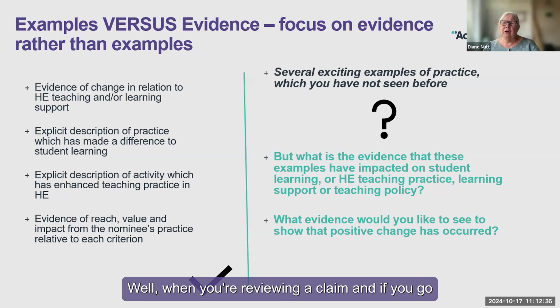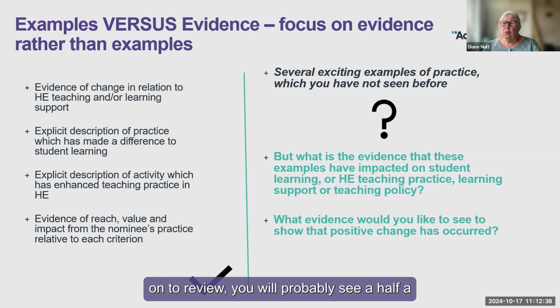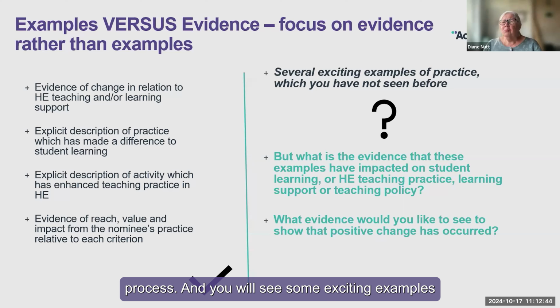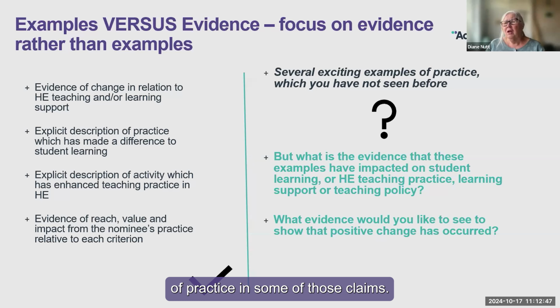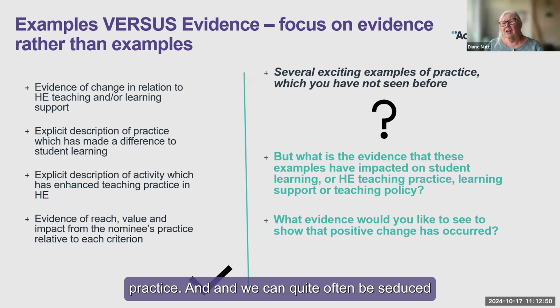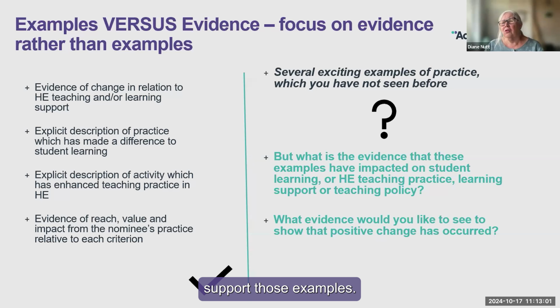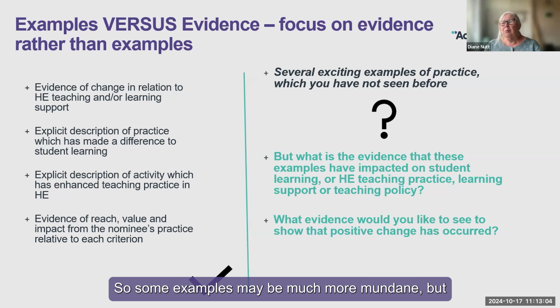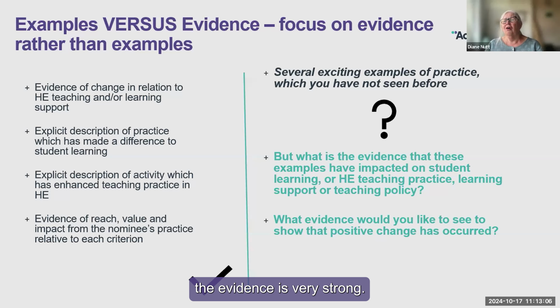Well, when you're reviewing a claim, and if you go on to review, you will probably see half a dozen claims when you're in the final review process, and you will see some exciting examples of practice in some of those claims. We can quite often be seduced by the excitement of some of those examples, and step away from that when you're reviewing and think about what evidence they've provided to support those examples. Some examples may be much more mundane, but the evidence is very strong. And you're weighing up the issues around evidence to try and score effectively the individual's practice against the criteria. What does that mean?